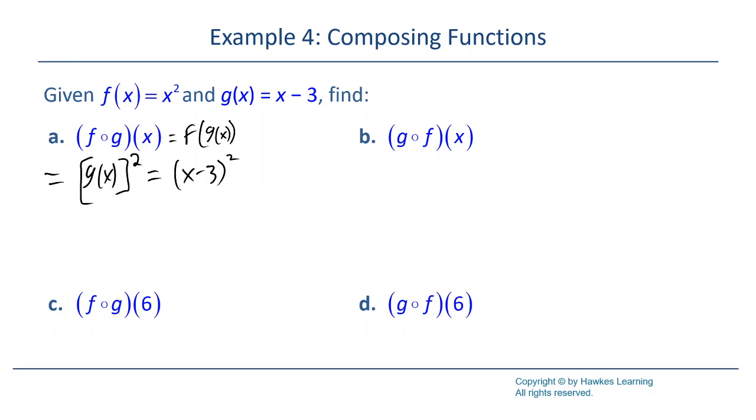Now, if we do the opposite way, g of f of x. This means I need to take f of x and plug it in wherever there's an x in g of x, which is going to give me f of x minus 3, which is just simply x squared minus 3.